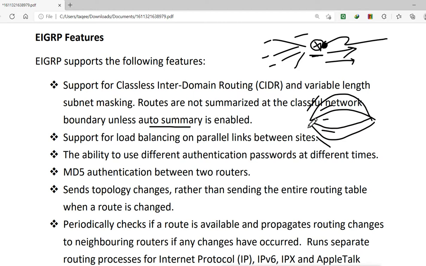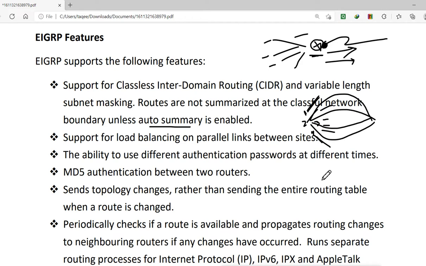What it will do is load balancing. That means one packet it will send from one link, the other packet from the other link, then the third packet from the third link, then the fourth packet from the fourth link, then the fifth packet will go back to the first, then second, third, fourth, like this. It does the load balancing, so the data will be transferred quickly. So all those protocols, including EIGRP, support parallel links between two different sites or networks, and they do the load balancing.